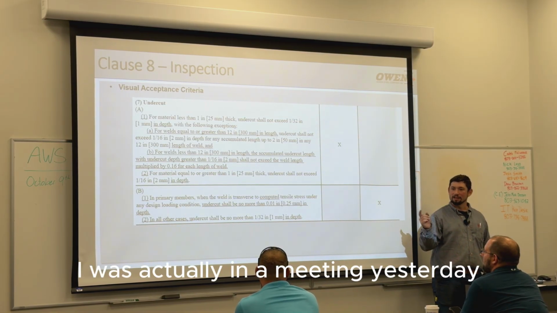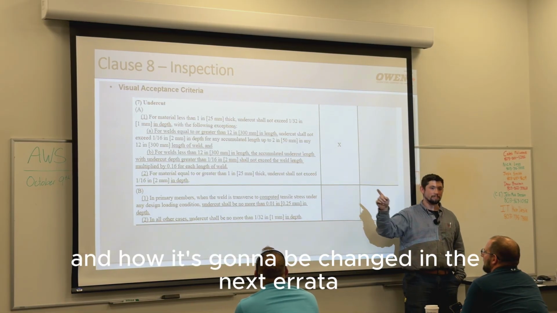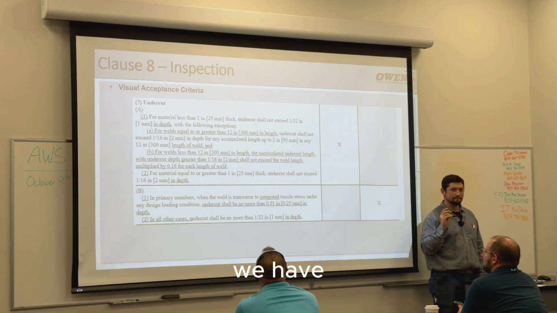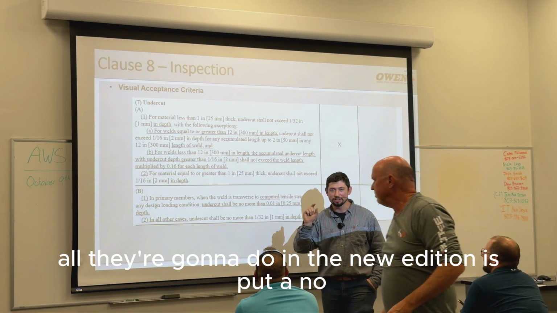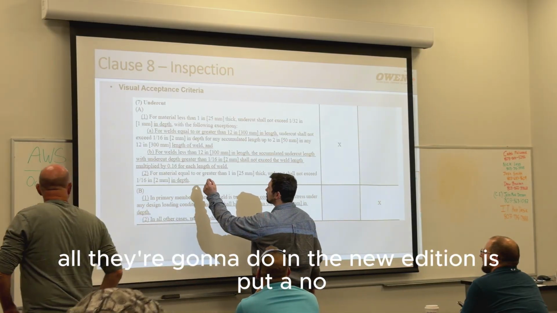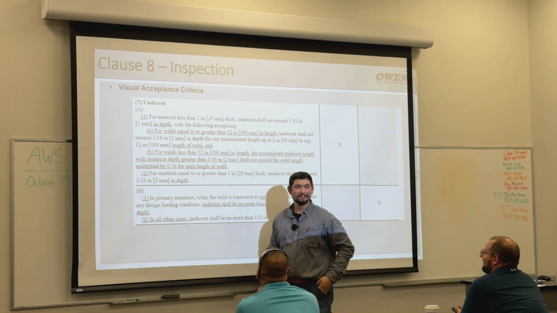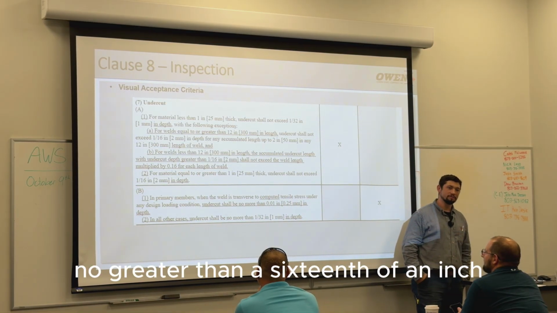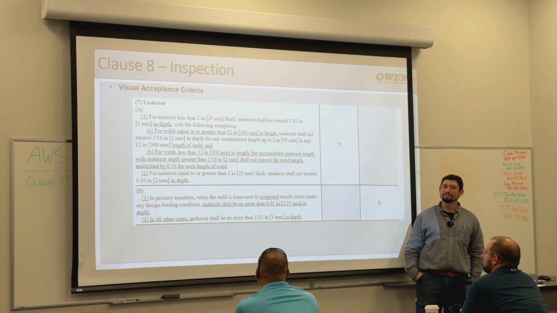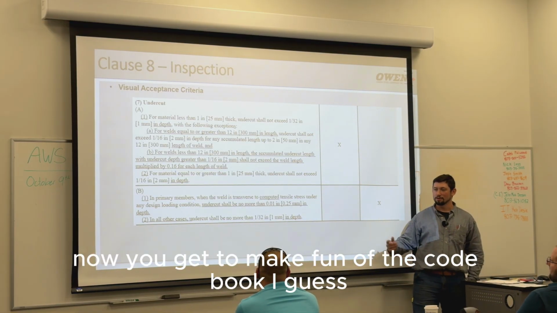I was actually in a meeting yesterday talking about this error and how it's going to be changed in the next errata we have. What all they're going to do in the new edition is put a no right there. That's all they're going to do. They're going to make it say no greater than 1/16 of an inch. All they did is miss the no. But now you'll know. Now you get to make fun of the code book, I guess.